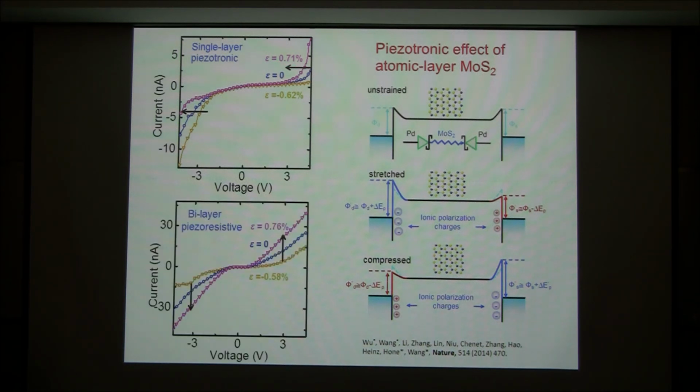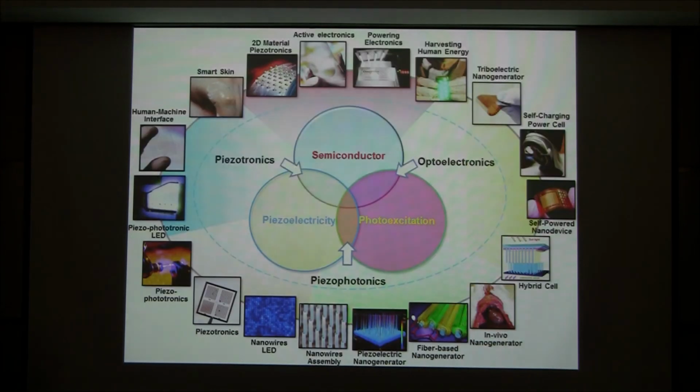Now, if you have 2 layers, double layers here, you should not even have a piezotronic effect. This blue curve was the 0% strain. On the 0.76% tensile strain, the current increases on the forward bias. On the reverse bias it also increases. This is called symmetric change. This is a typical piezoresistive effect. This is typical piezotronic effect for 2D materials. And this can expand to many systems in the 2D materials. It can have interesting implications in addition to the electronic and photonic effects.